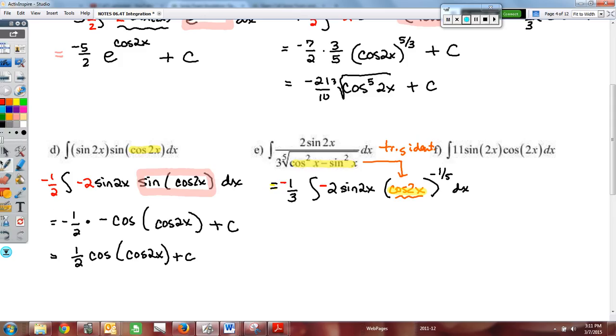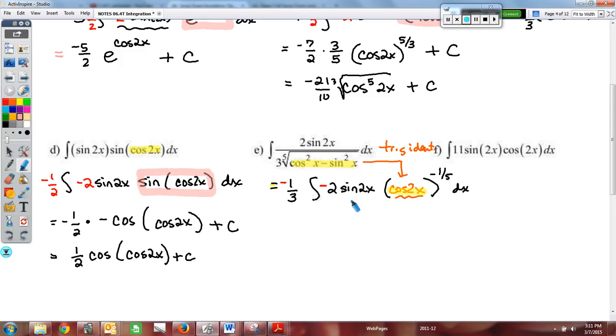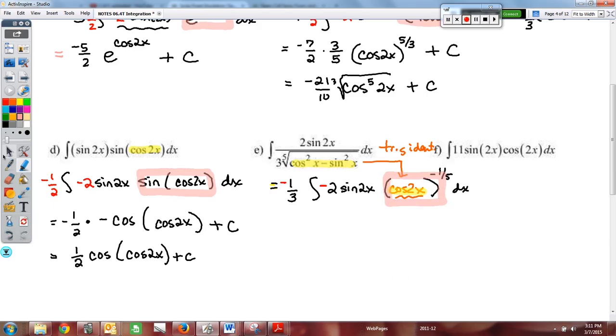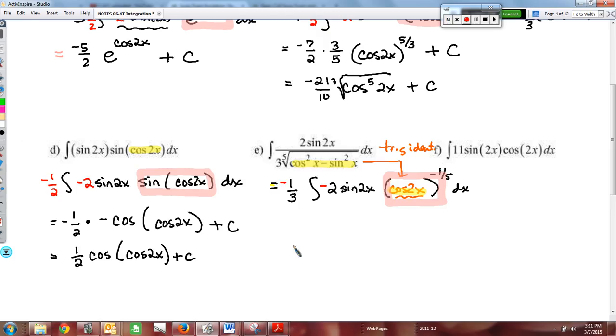And now I'm ready to ignore the stuff that gets packed back up in the box. This is the stuff going back in. Here's the box that everything gets packed back into. So now I just need to take the antiderivative of u to the -1/5. Bring your constant along. Ignore the stuff that gets packed away.